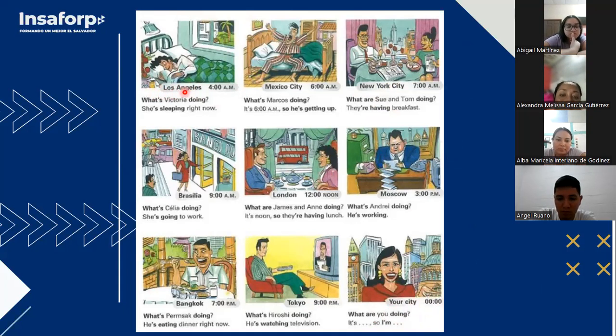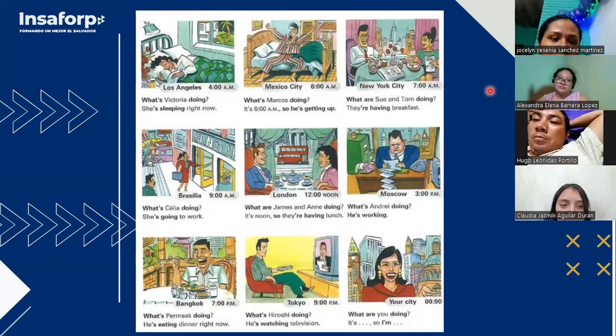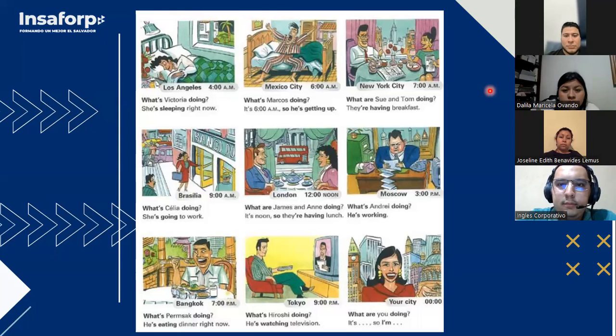The one who has Los Angeles: Los Angeles, 4 a.m. What's Victoria doing? She's sleeping right now. Who's next? Mexico City, 6 a.m. What's Marco doing? It's 6 a.m., so he's getting up. New York City, 7 a.m. What are Sue and Tom doing? They are having breakfast.